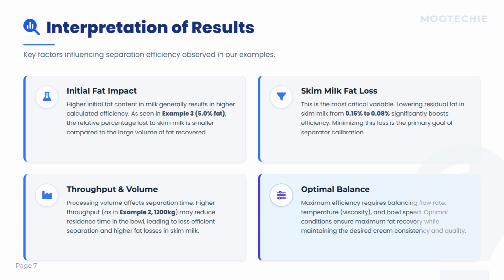Third, throughput and volume. Higher processing volumes, like in example 2, can reduce the residence time of milk in the separator bowl. This often leads to less efficient separation and, consequently, higher fat losses in the skim milk. All this points to finding the optimal balance. Maximum efficiency isn't about just one factor. It requires carefully balancing the flow rate, the temperature, which affects viscosity, and the bowl speed. Get this balance right, and you'll achieve maximum fat recovery while still producing cream with the perfect consistency and quality.